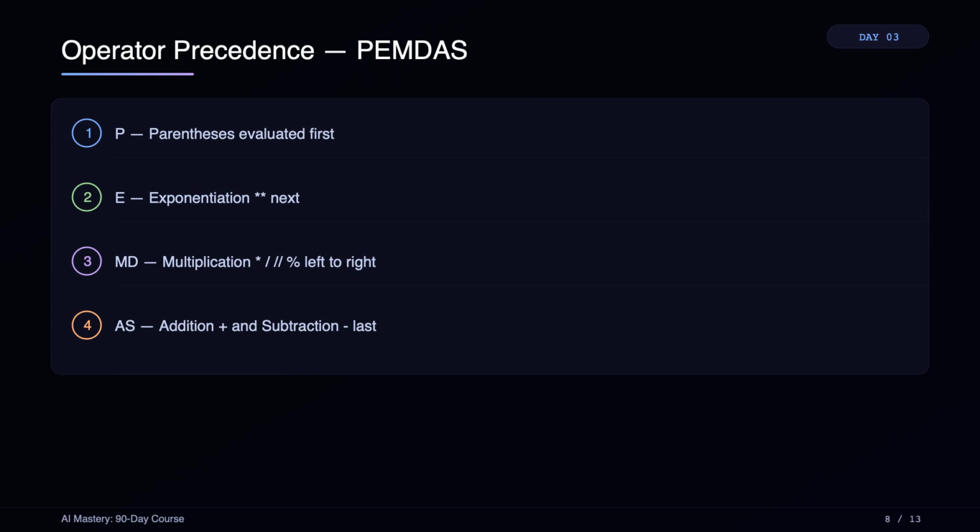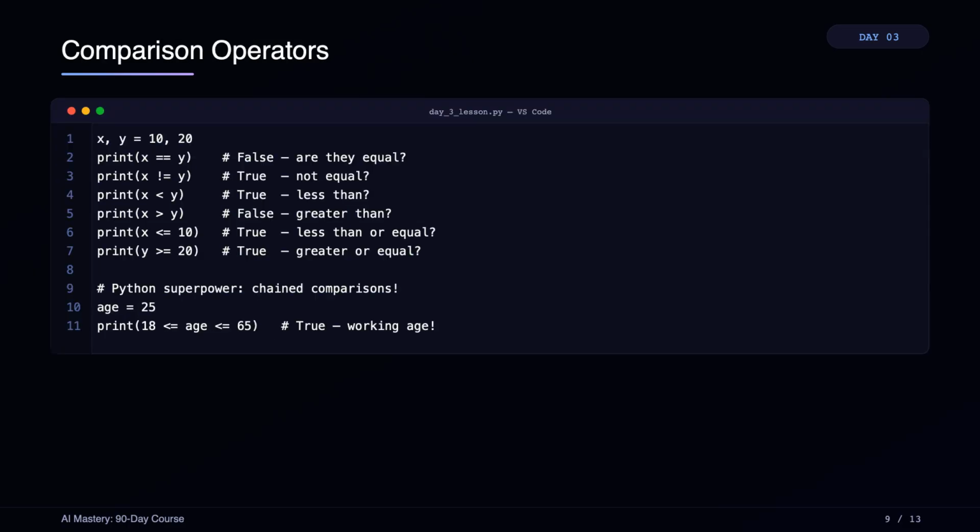Now we move to comparison operators. These operators compare two values and always return a Boolean, either true or false. They are the foundation of all decision-making in your programs. Let me go through each one. The double equals sign checks if two values are equal. Note carefully, it is two equals signs, not one. One equals sign is for assignment, putting a value into a variable. Two equals signs is for comparison, asking whether two values are the same.